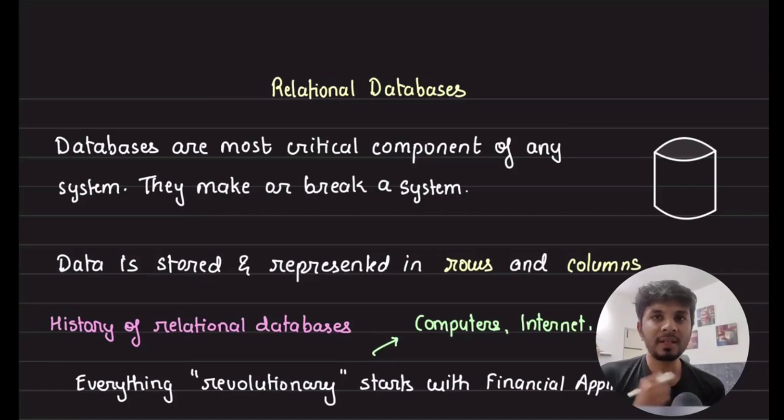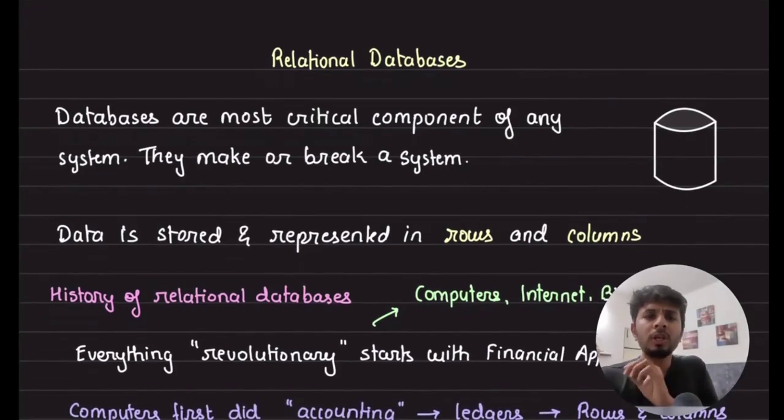So in this one, let's go deeper into relational databases. Future videos will cover non-relational databases and other aspects of it. But today, I'd like to spend a lot of time around relational databases and, more importantly, ACID properties, right? So in relational databases, data is stored and represented in rows and columns.